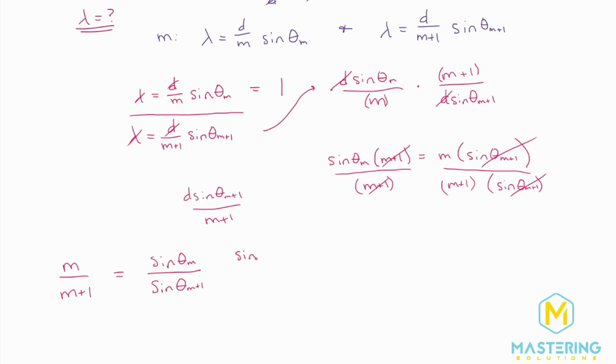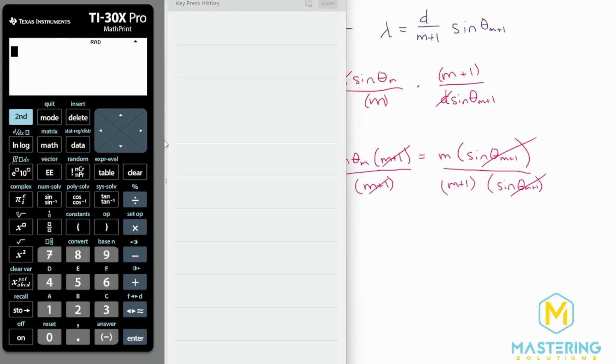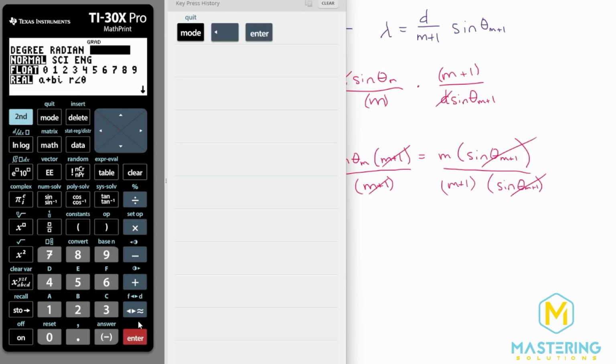So we have sine of what is the first m? Well, it's going to be the lesser angle. Sine of the angle, and the first angle we said was 45.7 degrees. And we're dividing that by sine of the angle that corresponds to the m plus 1, which we said was sine of 72.6 degrees. When we go to our calculator and we plug this in, make sure that you're not in radian mode. So we need to go over to degree mode.